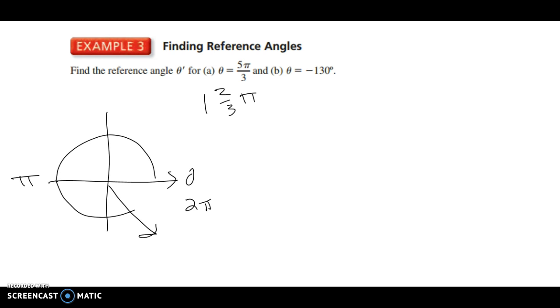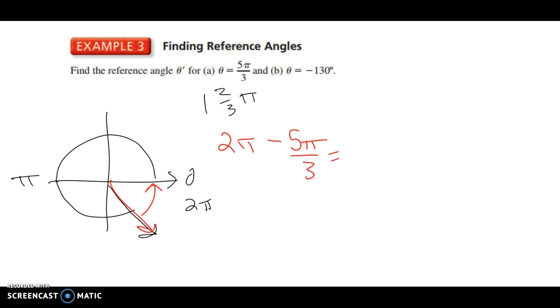The reference angle is exactly where you just landed, right here, closest to the x-axis. The closest distance would then come to there. How big is that angle? Well, since the whole circle is 2 pi, you can subtract how far we went, 5 pi over 3, and figure out how big that angle is.